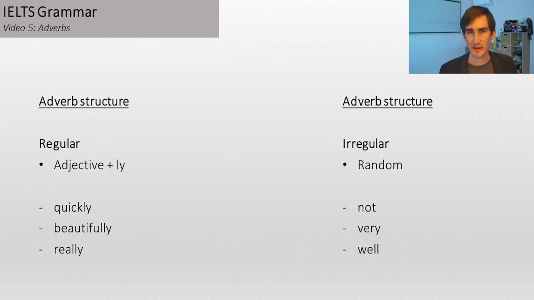An important thing to know is how to structure an adverb and what an adverb looks like in a sentence. So generally, for a regular adverb, the structure is adjective plus ly. You can see the examples here. Quick would be the adjective, so quickly is the adverb. Beautiful, beautifully the adverb. Real, really the adverb. But there are also, let's call them irregular adverbs. These are ones that just don't use ly. So they are words, for example, not, very, well, those ones would be irregulars.